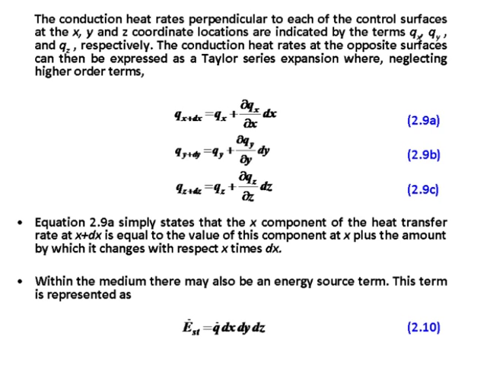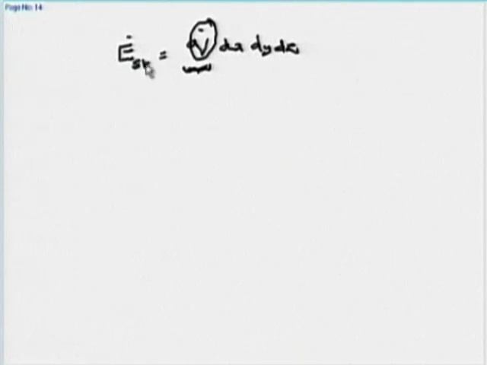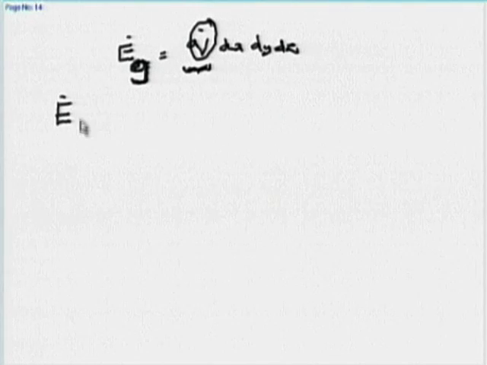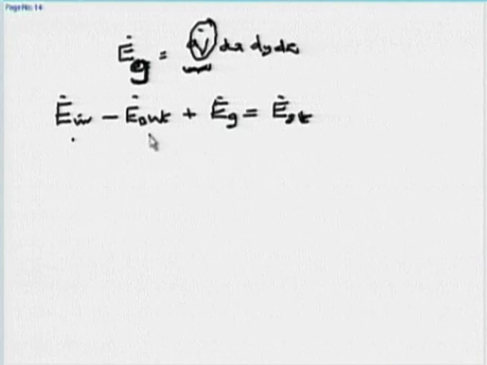Next is, we finished E dot in, E dot out, E dot g. Here what is written is wrong, this is E dot g, this is not E dot st. Please correct yourself, this is E dot g. That is, I am keeping track of E dot in minus E dot out plus E dot g is equal to E dot st. At least you can correct me if I am making wrong, if you realize it, you can correct me. Okay. So, this is q x, q y, q z, q x plus dx, q y plus dy, q z plus dz, and this is q dot dx dy dz.